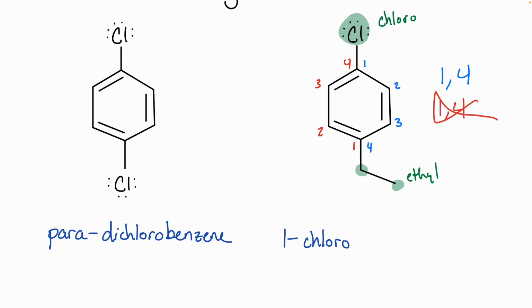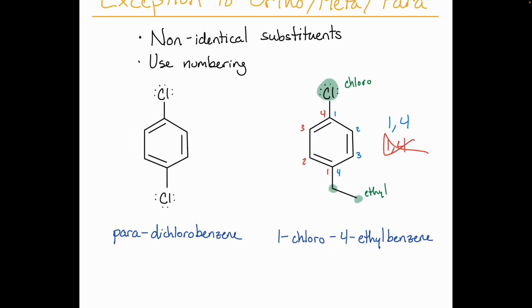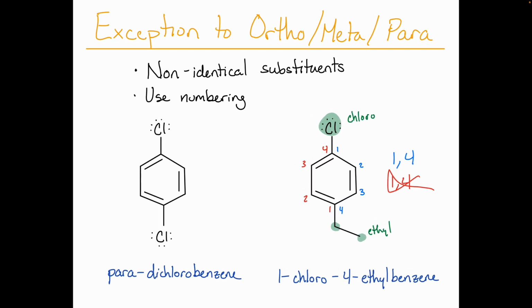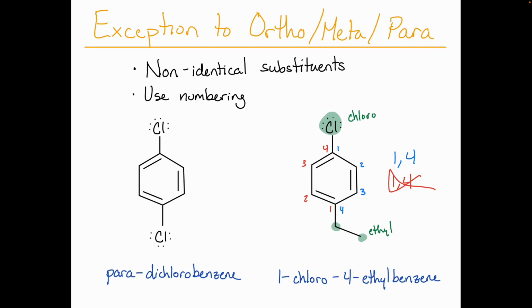So 1-chloro, 4-ethyl, benzene. I don't know, I guess they don't want you running substituent names next to one another without numbers in between. I don't know why they do it. Kind of seems stupid. But regardless, this is how we name them when we have non-identical substituents.